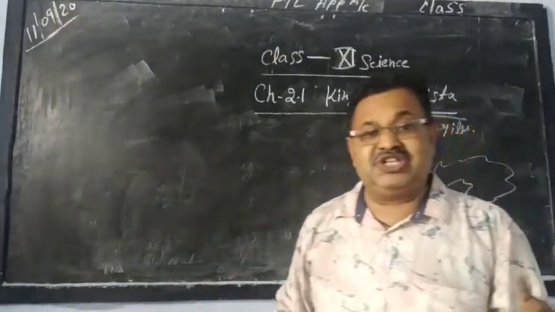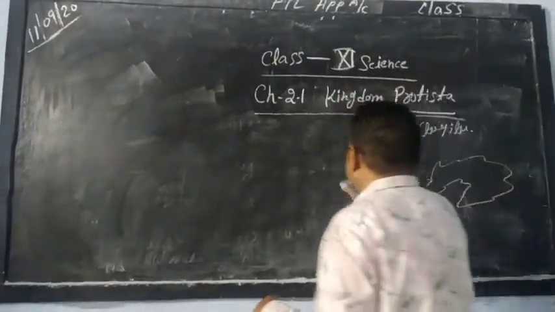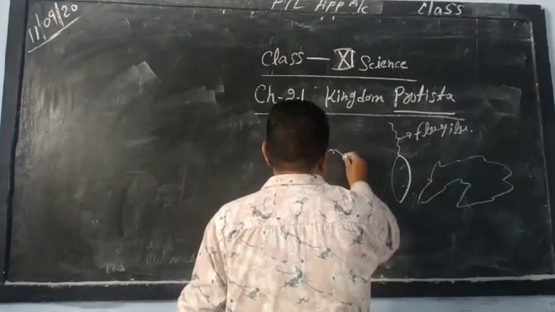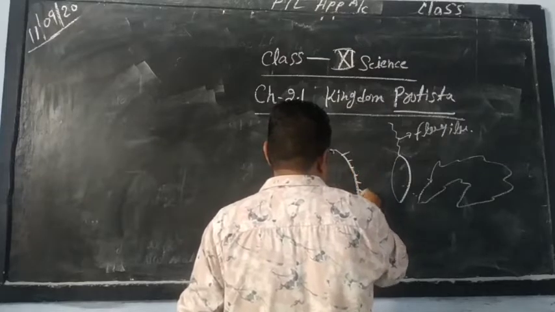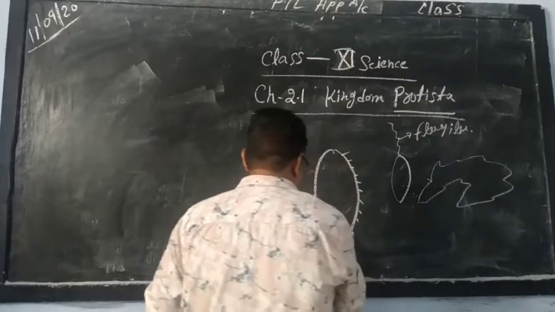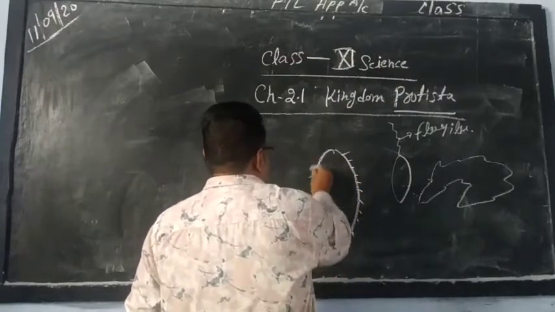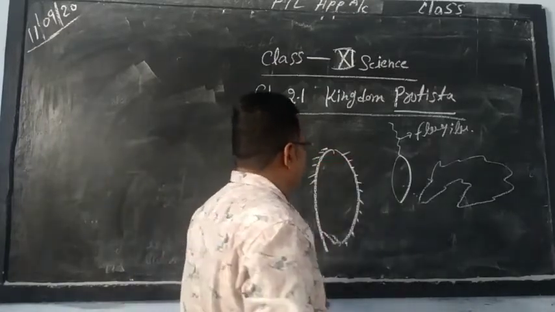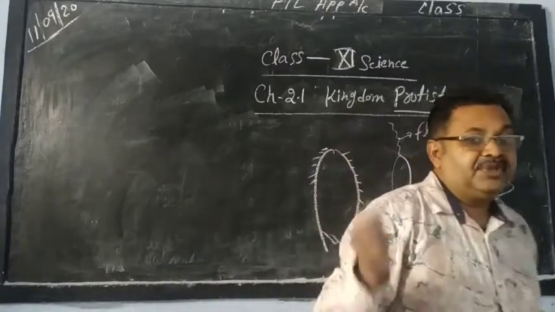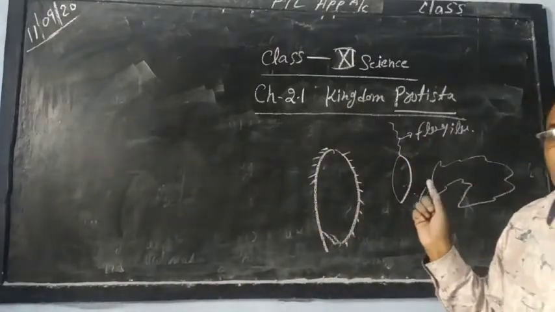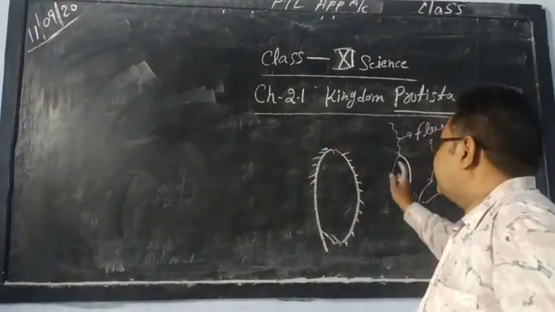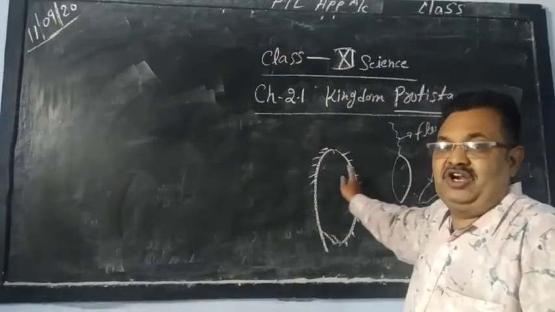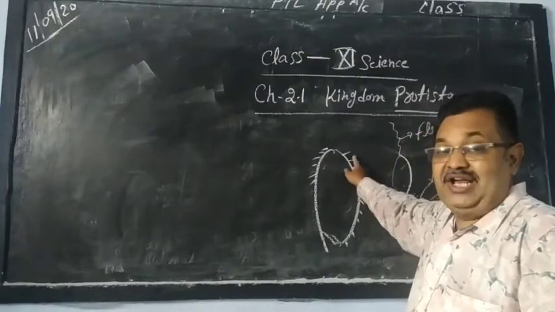Next one is cilia. In paramecium, hair-like structures are present on their upper surface. These thread-like structures are known as cilia. So there are three types of locomotory organ in these organisms. First one is flagella, second one is pseudopodia, and third one is cilia.